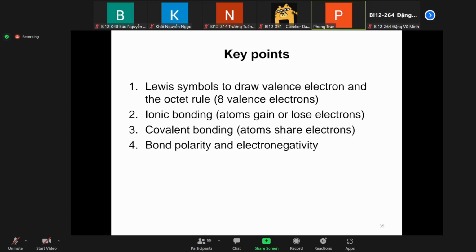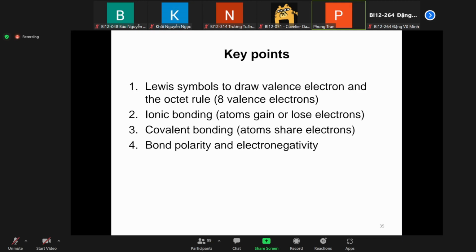...in the valence shell. So you have a 1s and 3p. So to occupy all of the s and p orbitals, you need 8 electrons because you have 4 orbitals in total. When the atom gains or loses electrons, it will form ionic bonding.